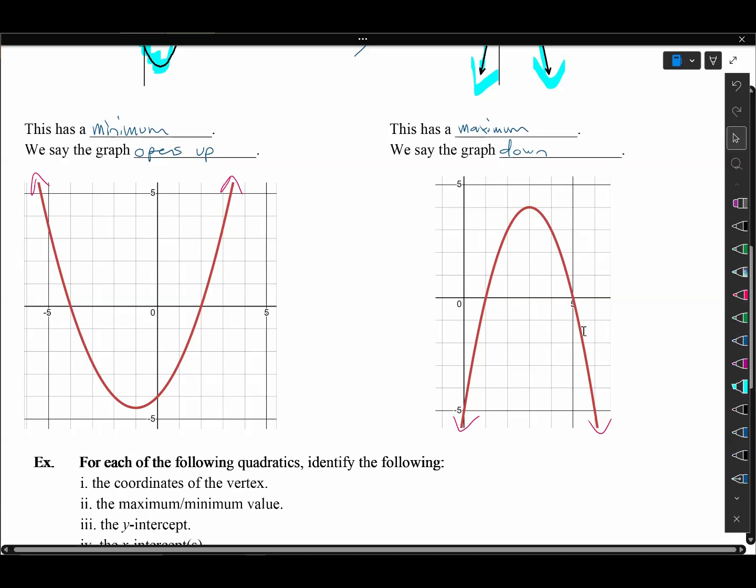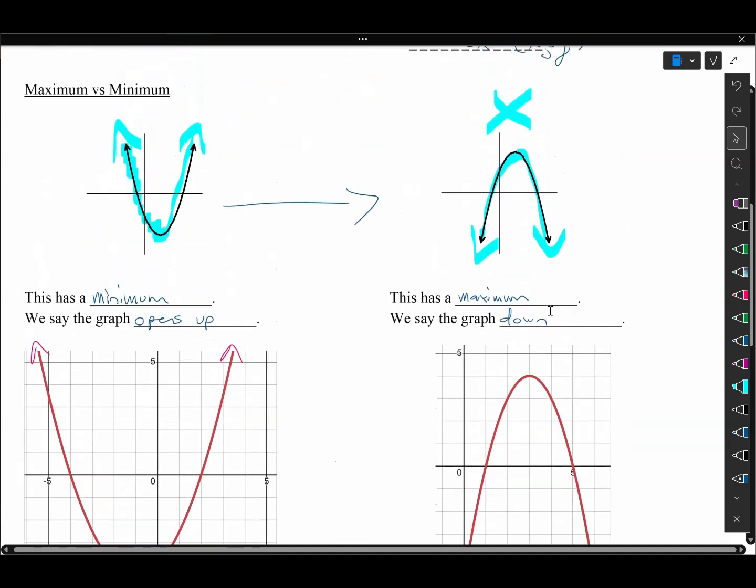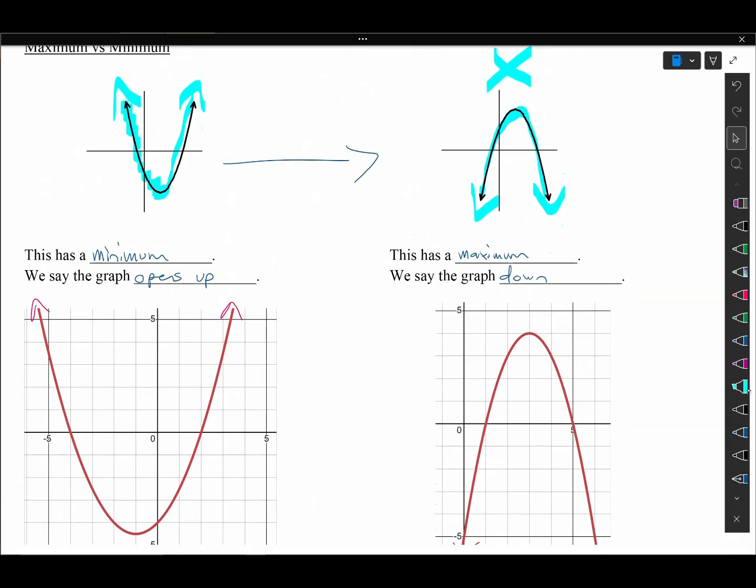Now let's practice finding minimum and maximum values. Well, a maximum value is going to be right at the top of a parabola, right? Because that's the highest it reaches. A minimum value will be right at the bottom of a parabola. That's the lowest it reaches. Now the value itself is going to be however high or low your parabola reaches.